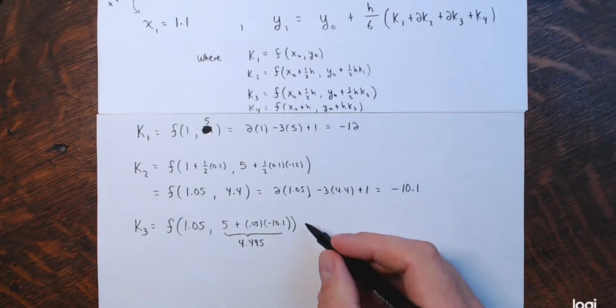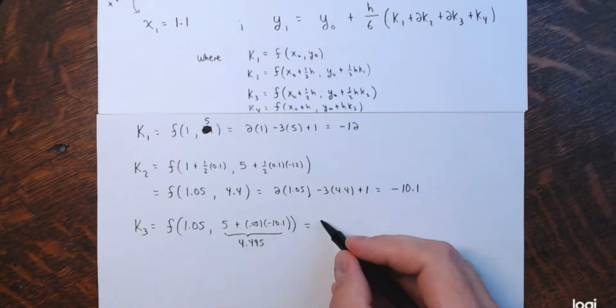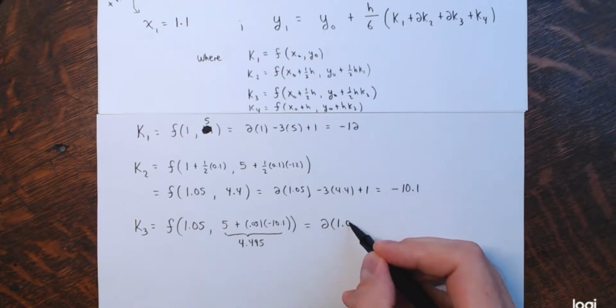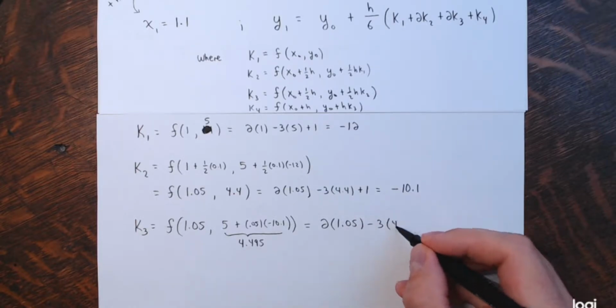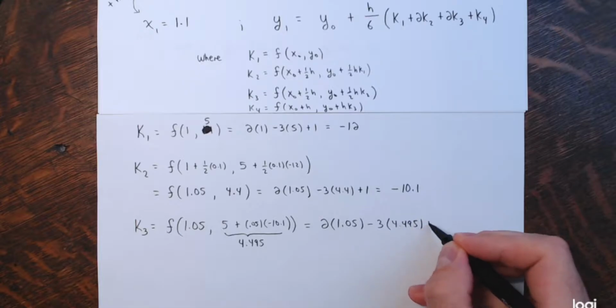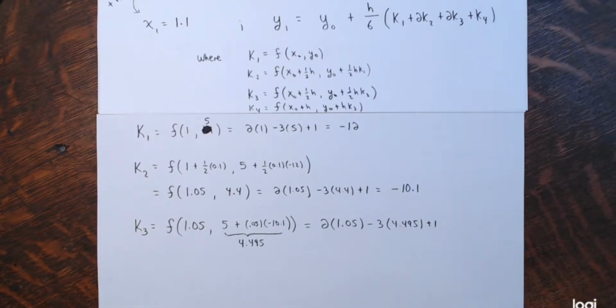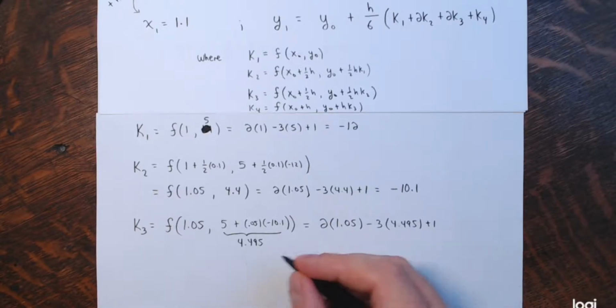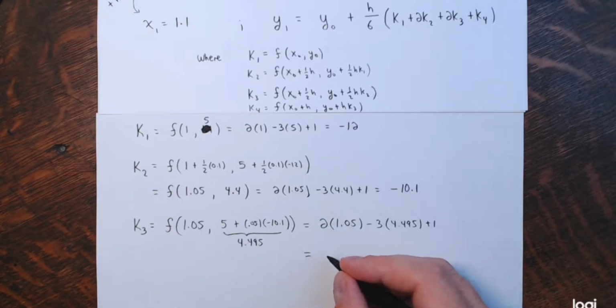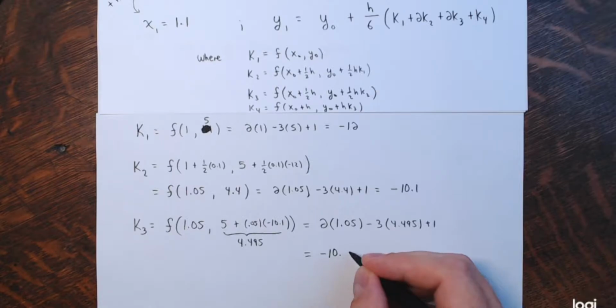Okay. Alright, so this is f: 2 times the x, 2 times 1.05, minus 3 times the y, 4.495, and then plus 1. Again, just entering this off to the side on a pretty basic calculator. So here's K3. Alright, K3 is negative 10.385.